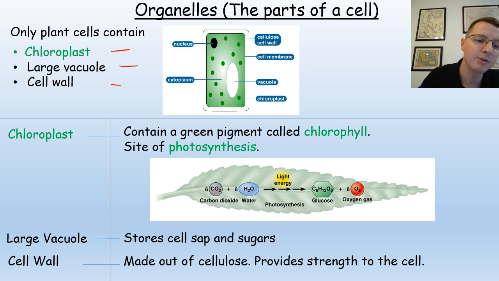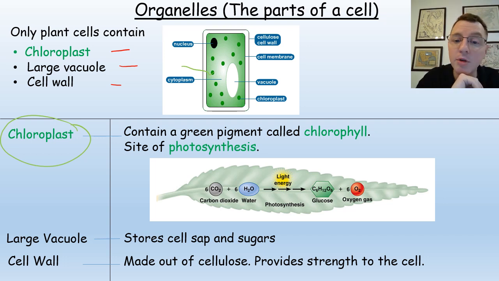So the chloroplasts, they are here, and the chloroplast contains a green pigment called chlorophyll. A green pigment is a word that means chemical with a colour. So chlorophyll is a chemical with a colour, and it's a green colour, so we call this a green pigment. And the function of chlorophyll is to absorb light energy.